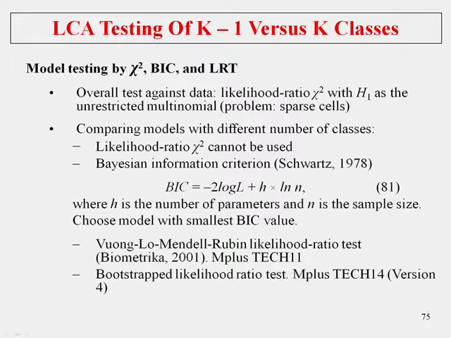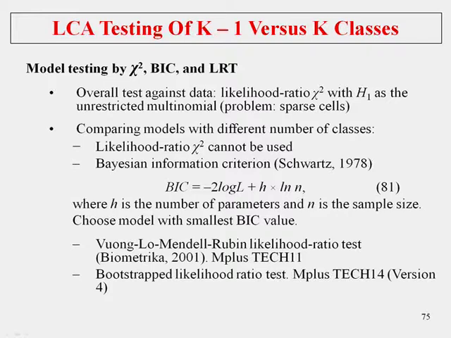But very often then you also try to figure out how many classes you have. That is not testing against data, but comparing models with different number of classes. The likelihood ratio chi-square cannot be used here. Chi-square testing can be used on nested models, one model being a special case of another model where some parameters are fixed at 0. That's chi-square difference testing, it's called, and that difference test follows a chi-square distribution under certain circumstances.